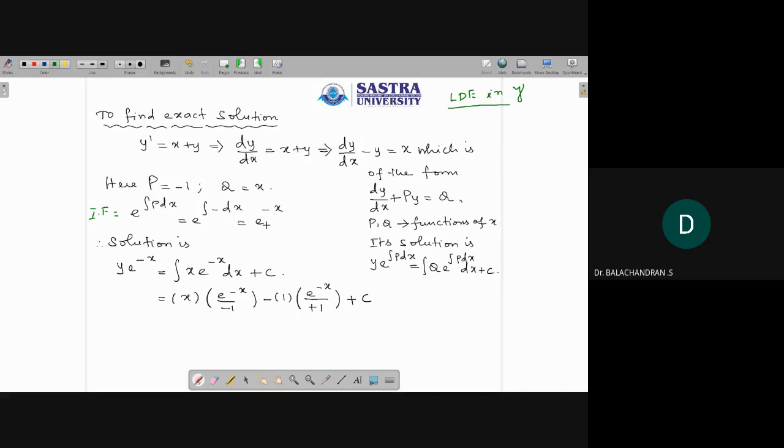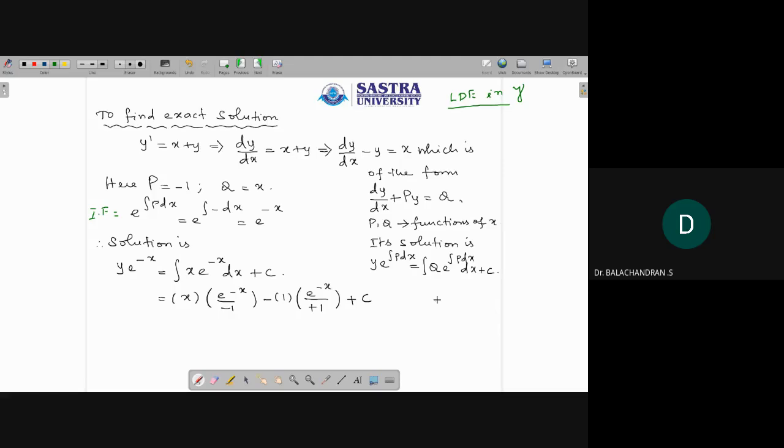So you have minus, integrating factor is e power minus x. The solution of this differential equation is, the dependent variable is here y, into integrating factor. Integrating factor is e power minus x, is equal to integral Q. Q is here x into integrating factor e power minus x into dx plus c.